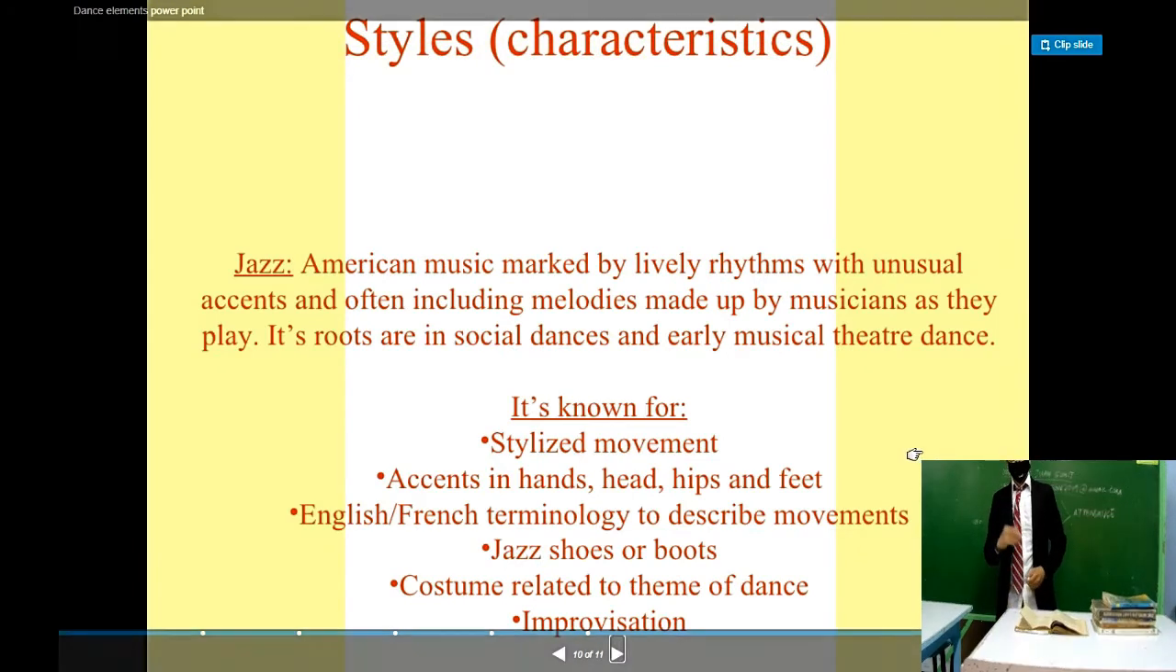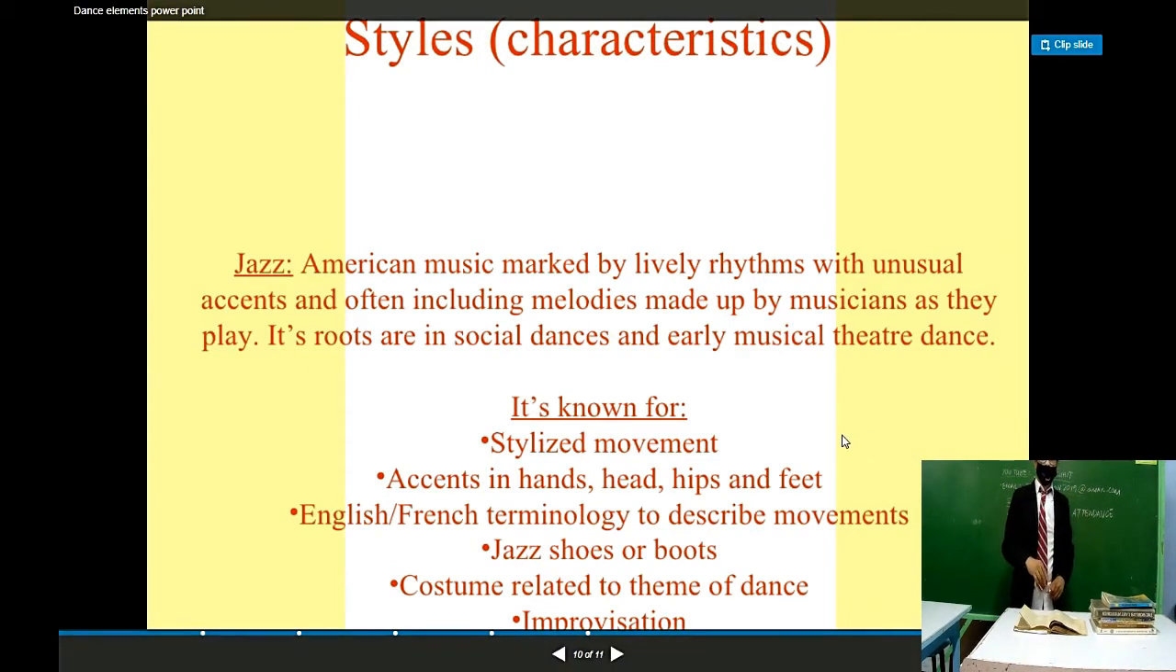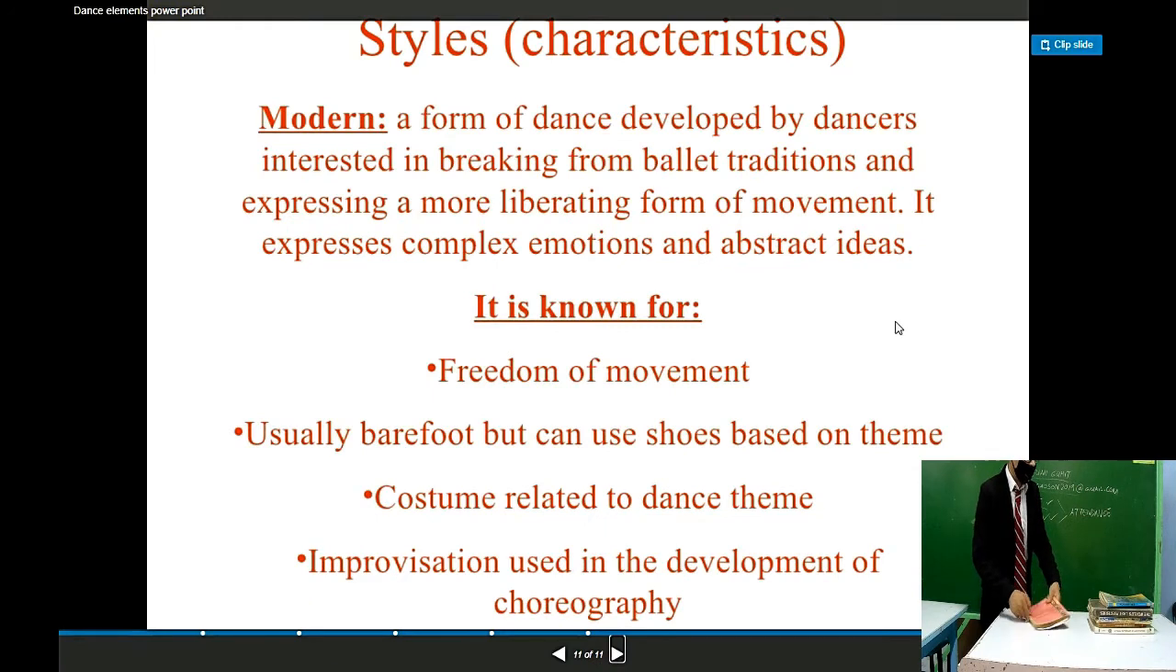Another style of dance is jazz. Jazz is American music marked by lively rhythm with unusual accents and often including melodies made up by musicians as they play. Its roots are social dances and early musical theater dance. Known for stylized movement, accent in hands.